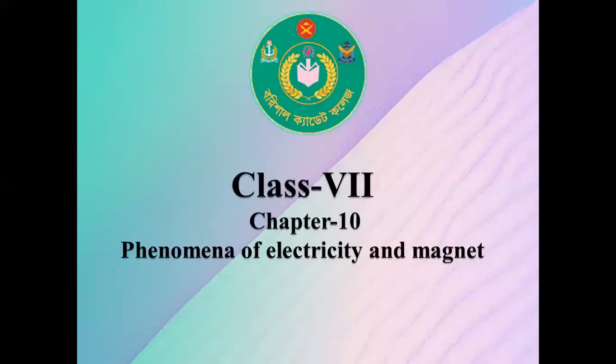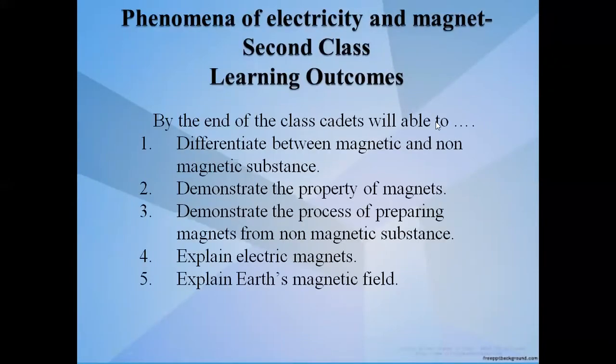Again, today we discuss, and obviously this is the last class of chapter 10, that is phenomena of electricity and magnet. The learning outcomes of today's class are: number one, differentiate between magnetic and non-magnetic substance. Number two, demonstrate the properties of magnets. Number three, demonstrate the process of preparing magnets from non-magnetic substance. Number four, explain electric magnets. And last one, number five, explain the earth's magnetic field. So no more delay, we are going to our first topic, that is magnetic and non-magnetic substance.